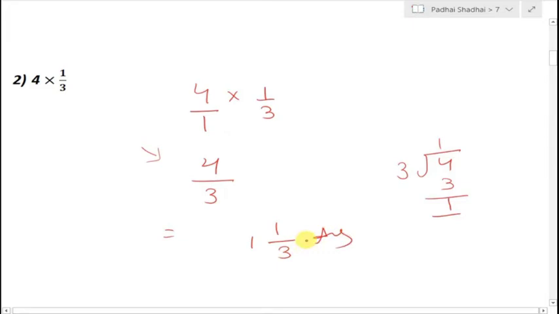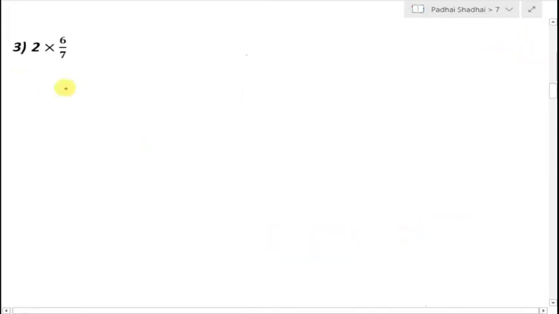So the answer is 1 integer 1 by 3. Question 3, let us see. 2 into 6 by 7. Here also we will put 1 in the denominator of 2. Now 2 sixes are 12 and 7 ones are 7. So the answer is 12 by 7.